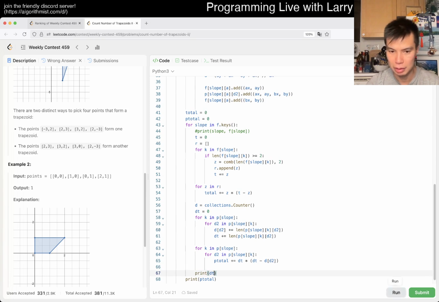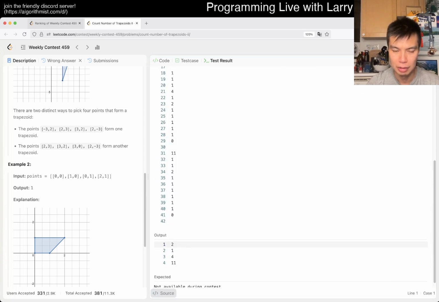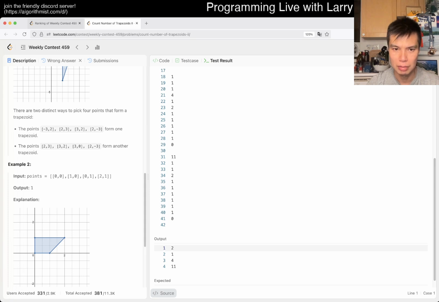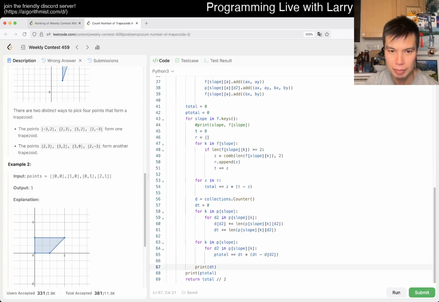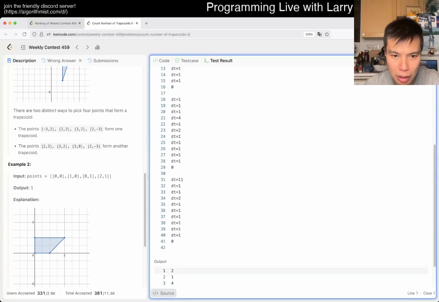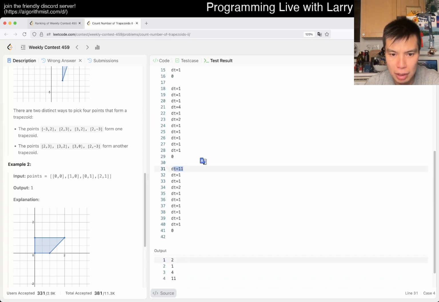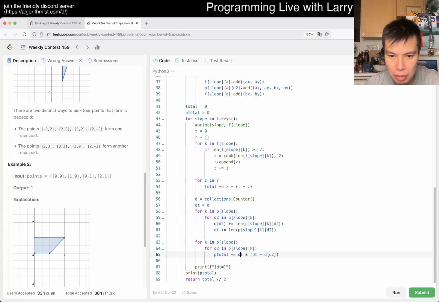DT maybe? Let's see, does DT return anything? I think so. What am I printing? Hmm. Yeah. I feel like we're close, but not close enough for me to be comfortable. Okay. So 11, dt minus dt. How do I debug this?